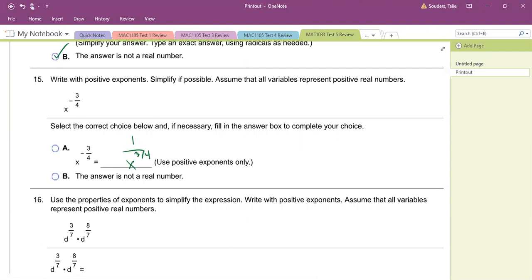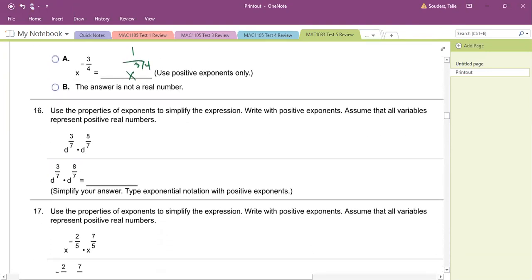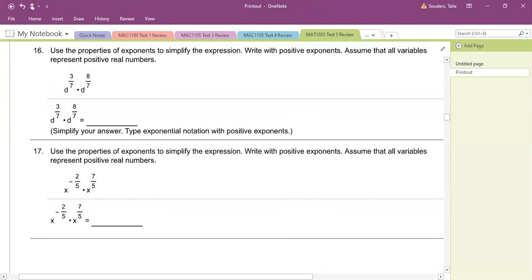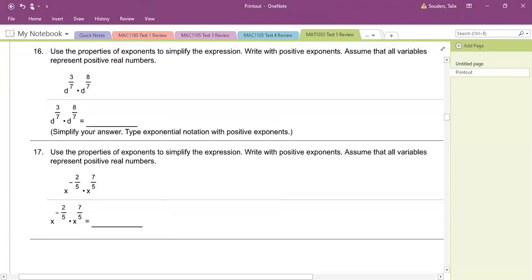So when you multiply, what do you have to do with the exponents in number 16? You just add them across. Add them across. Good. And the good news is they have a common denominator, right? So what is 3 over 7 plus 8 over 7? 11 over 7. Very good. Add the numerators, keep the denominator the same. So that's your answer, d to the 11/7 power.